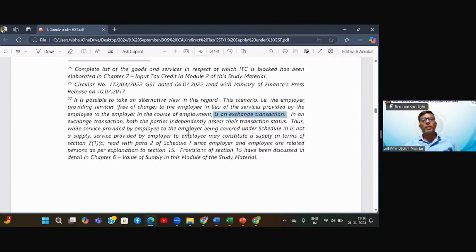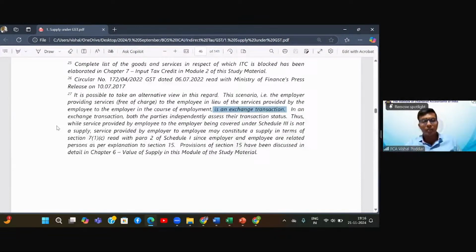So this is the second view. So it says in exchange transaction, both parties independently assess the transaction. Thus, while service provided by employee to employer being covered in Schedule 3 is not a supply, services provided by employer to employee may constitute a supply.